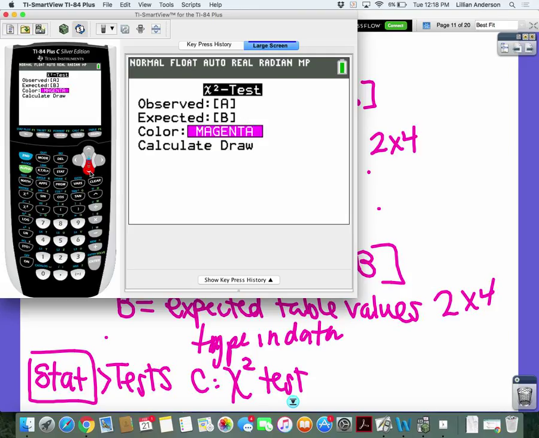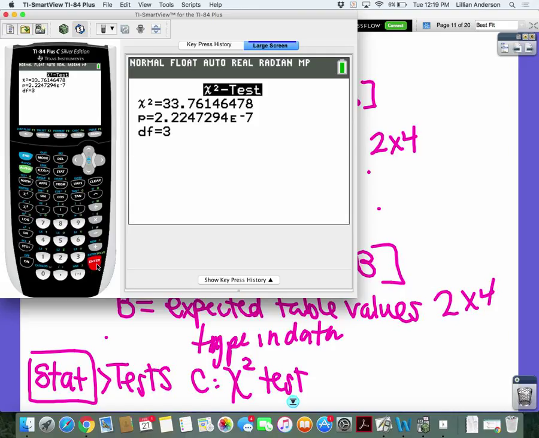So what we're going to do is go down and calculate. Everyone's screen looks like this, yeah? Okay, so then click calculate. And then here is your information. There is your chi-squared test statistic. It is 33.8.